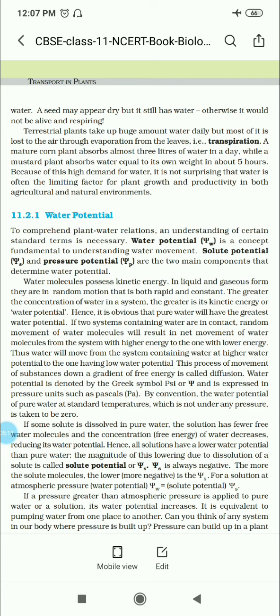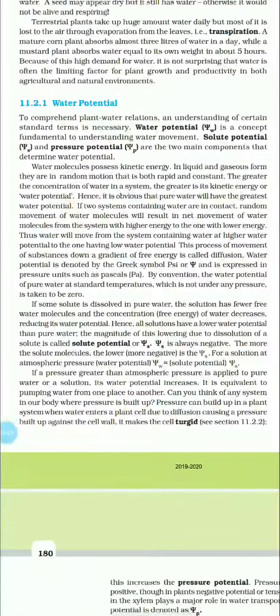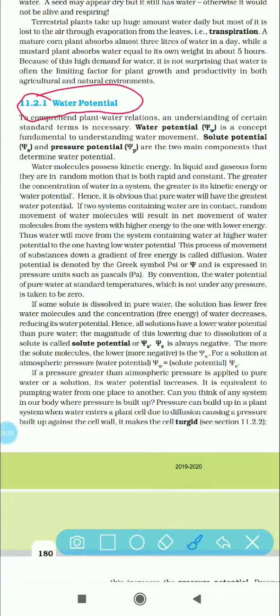Now we are moving on to one of the most important topics of this chapter, and as such also slightly difficult to understand, but I'll make it as easy as I can. This topic is based on chemistry and physics, more of a chemistry, but it's very important to understand the relations of water and plant and the movement of the water. Over here they have given a concept which we call psi W. So psi W is what we call water potential.